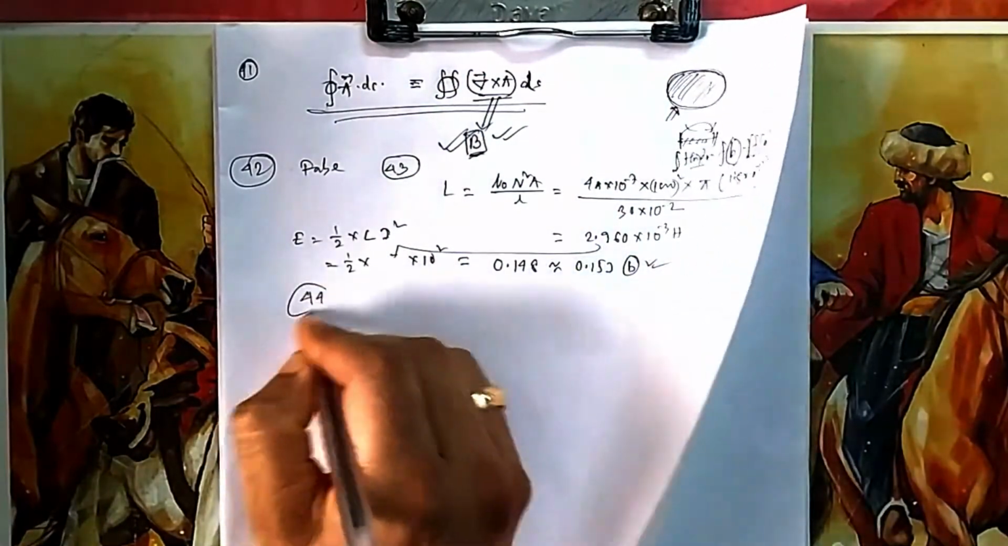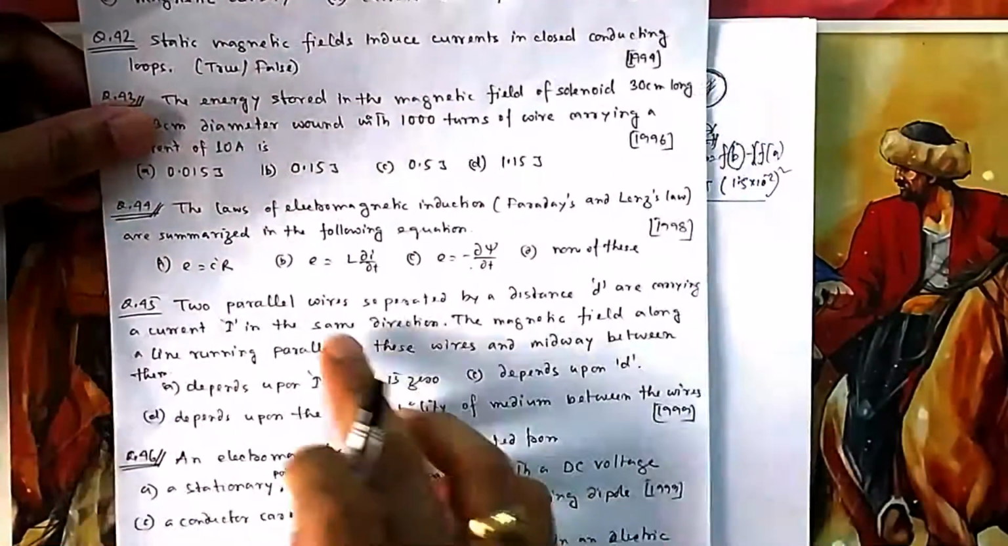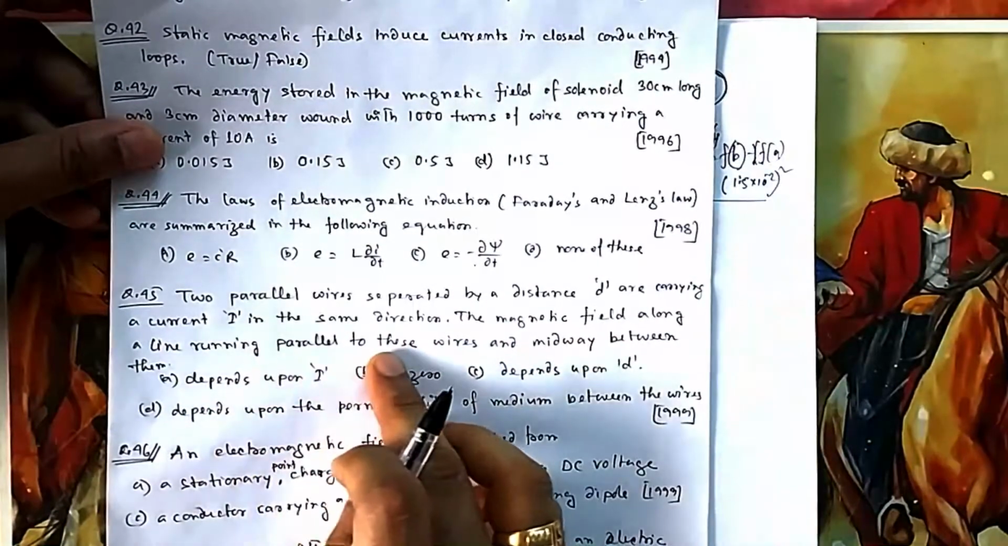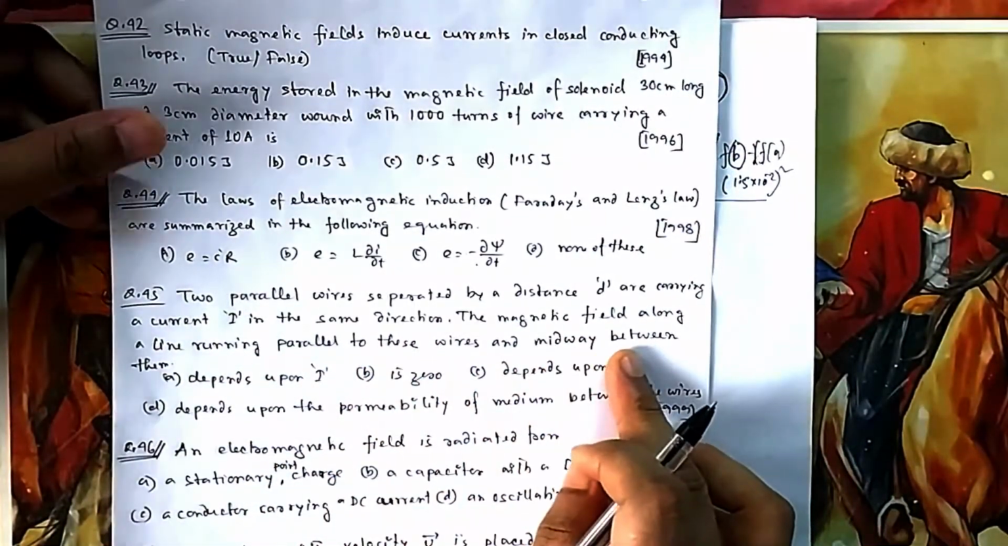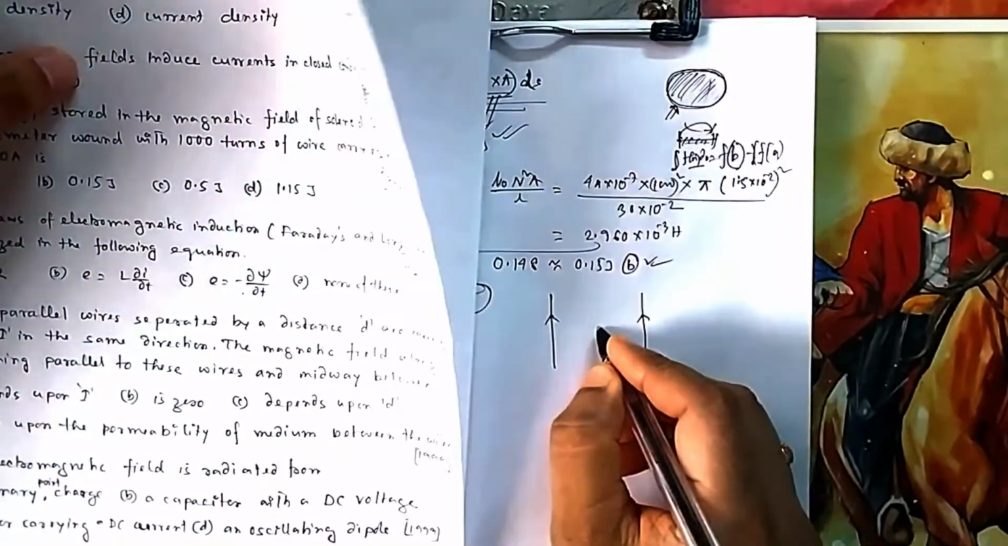So if you come to 45, two parallel wires separated by a distance carrying a current I in the same direction. Find the magnetic field along the line parallel to these wires and midway between them. So you have one conductor and you have another conductor. So you want to find that midway.